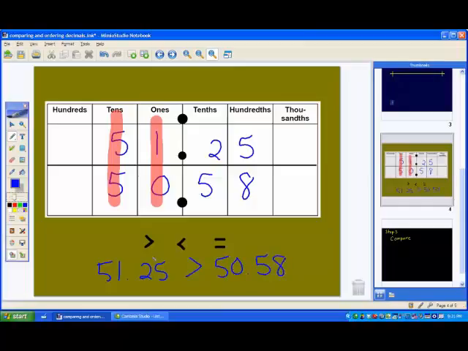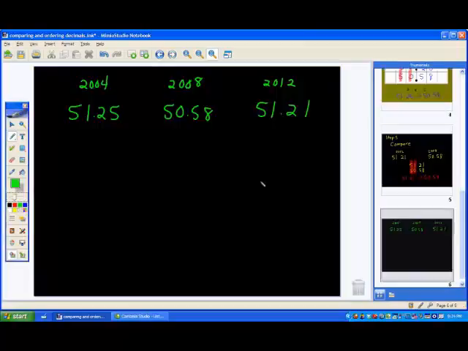Now, here's the tricky part. In a race, do you want the higher time or the lower time? You want the lower time because that means you're going faster. Okay? So he actually did better in 2008 than he did in 2004. So that could have been more practice and just becoming better seasoned.